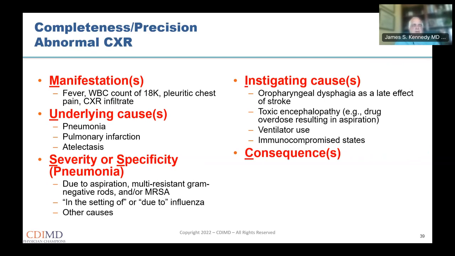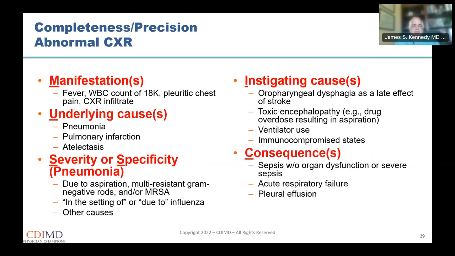And certainly, what were the consequences of the pneumonia? Did it result in sepsis or severe sepsis? Did it result in respiratory failure? Did it result in a pleural effusion or an empyema? And to the extent that we can say due to, caused by, resulting in, it's going to be an essential element of our work because these relationships, these interdependencies with each other, will give us a more complete code and more than likely will increase the relative weight or the risk adjustment.